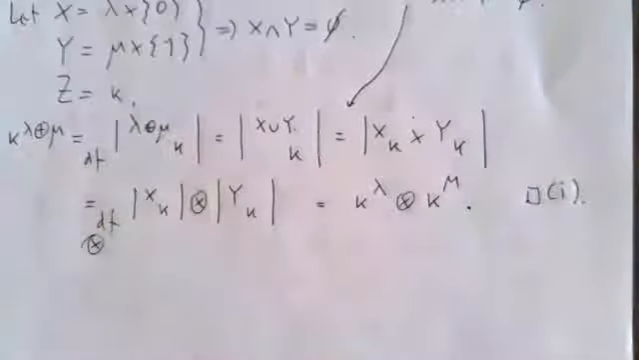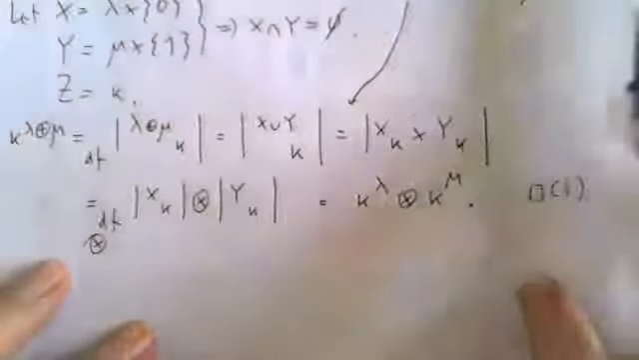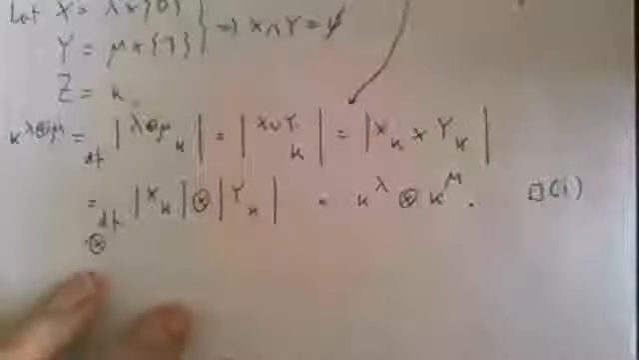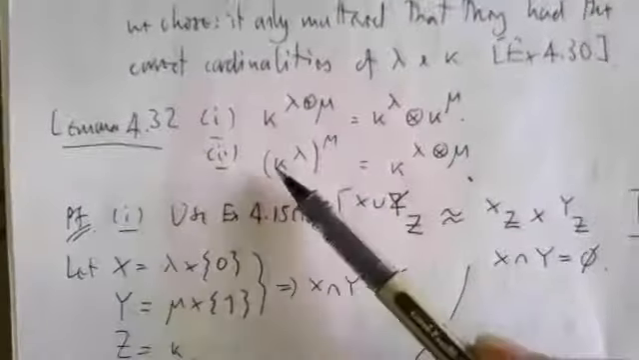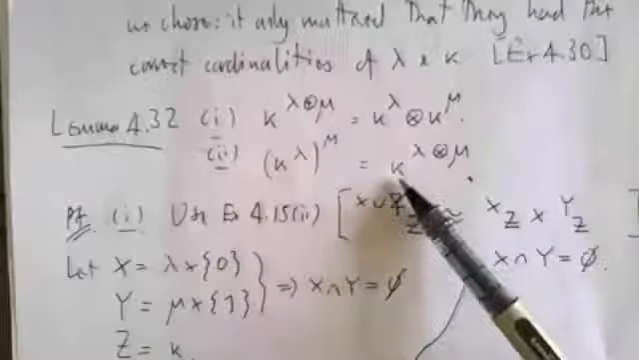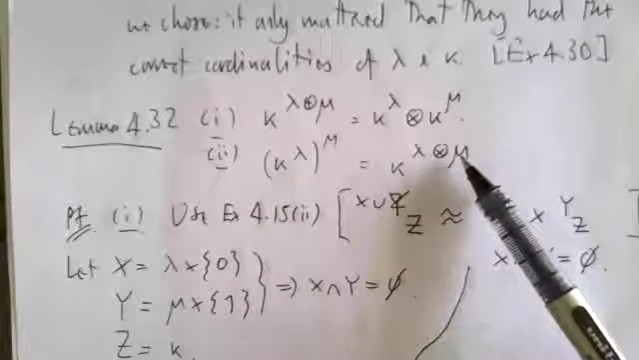Any questions or anything I should go over again there before we move on? Okay. Let's look at part two then. Kappa to the lambda to the mu is kappa to the lambda times mu.